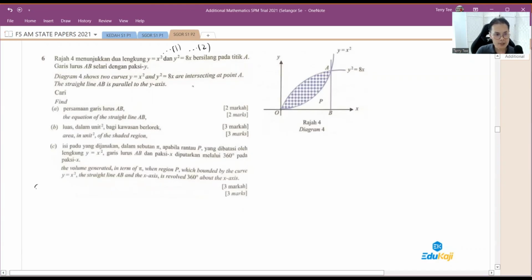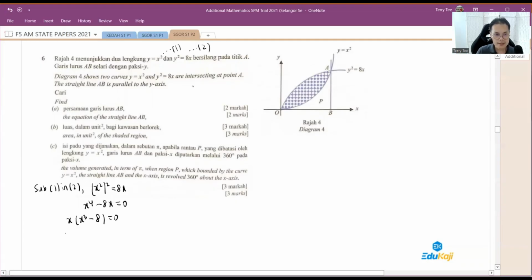So I can actually sub equation 1 inside equation 2. Find your x, you're not finding y, so I sub your y inside. So this is x squared, squared, equals 8x. When you expand, this is x power 4. Bring the 8x over, equals 0. Take out common factor: x(x power 3 minus 8) equals 0.